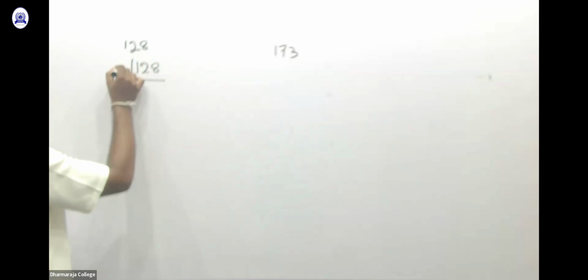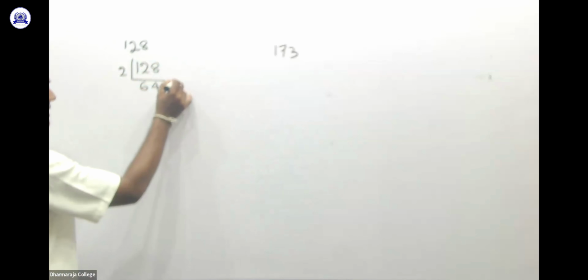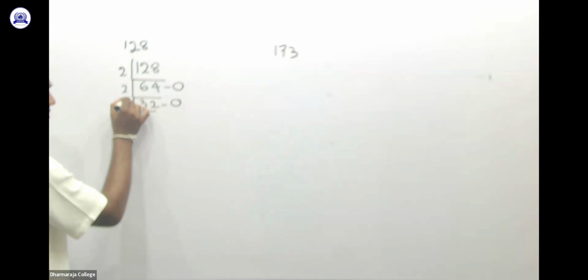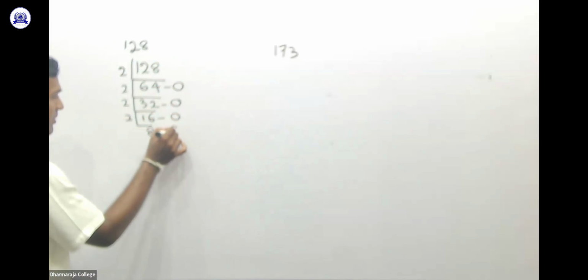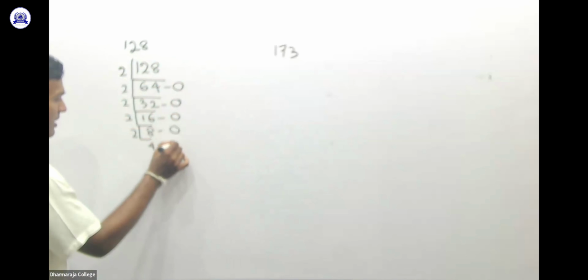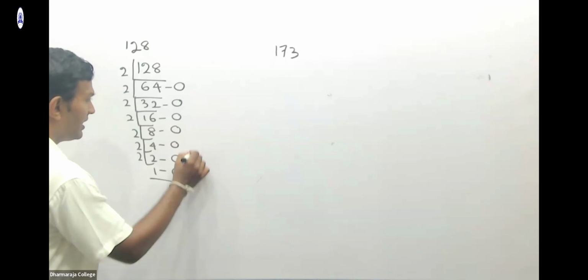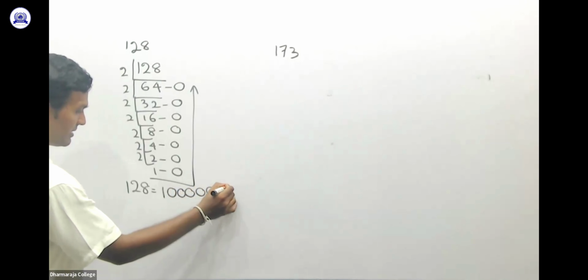128 we convert: dividing by 2 gives 64 remains 0, here 32 remains 0, here 16 remains 0, here 8 remains 0, here 4 remains 0, here 2 remains 0, here 1 remains 0. So the answer is, 128 is 1 followed by seven zeros, 1, 0, 0, 0, 0, 0, 0, 0.